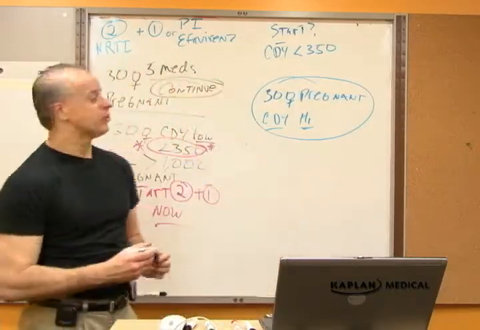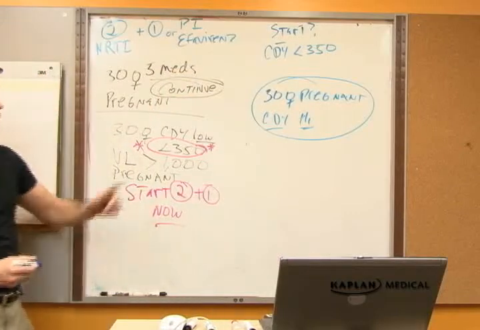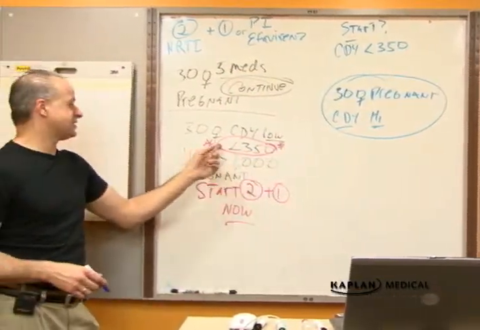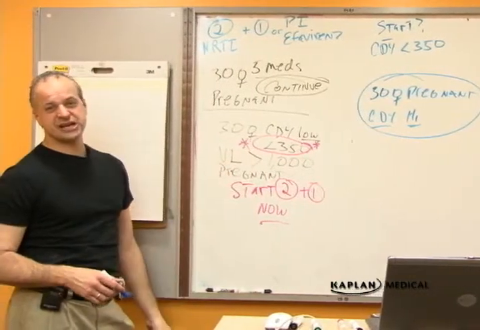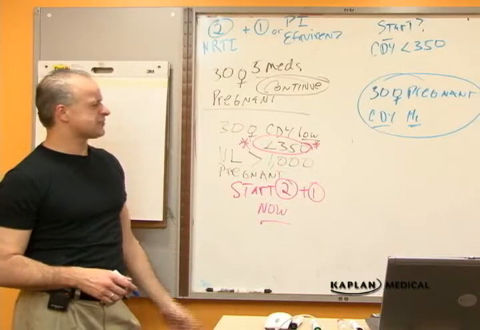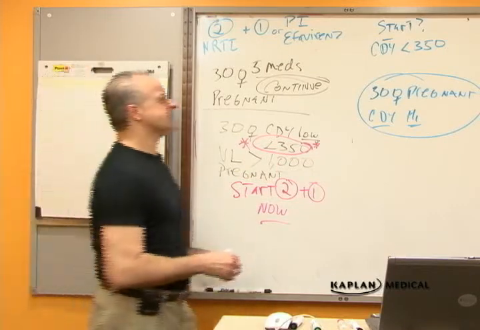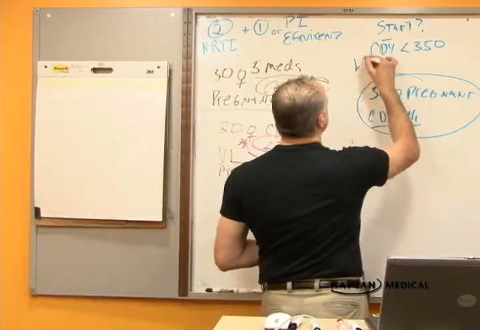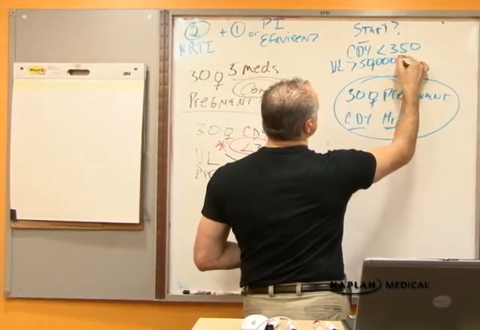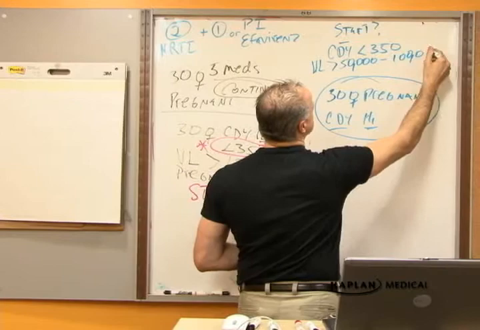This is hard for people because they can't understand, well, what's the difference between this one and this one? The difference is this person is going to be sick. They have a T cell count that's low and a viral load that's high. Well, why did I take that viral load of greater than 1,000? That's unique for pregnancy. You see, to start antiretrovirals is actually a viral load here greater than 50,000 to 100,000.